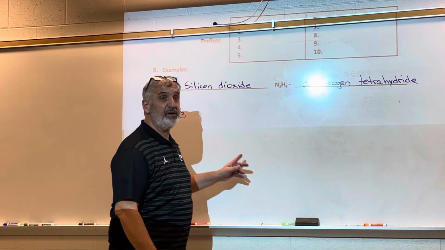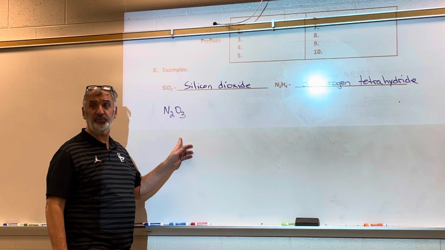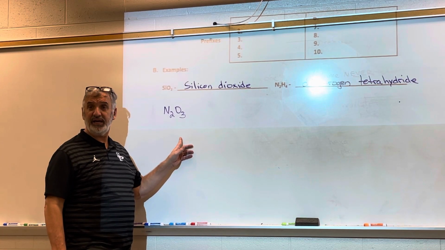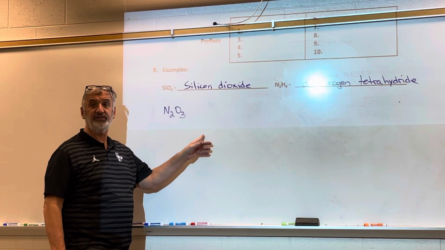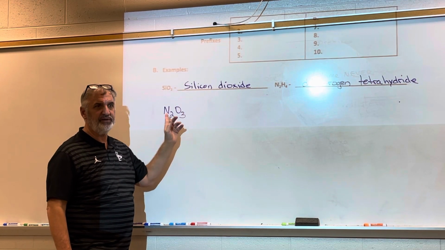Okay, so if you want to put this in your notes, if you didn't write it down, N2O3 is, what did we say it was? Dinitrogen trioxide. You don't do anything to the first element, you just name it, with a prefix if there's more than one.